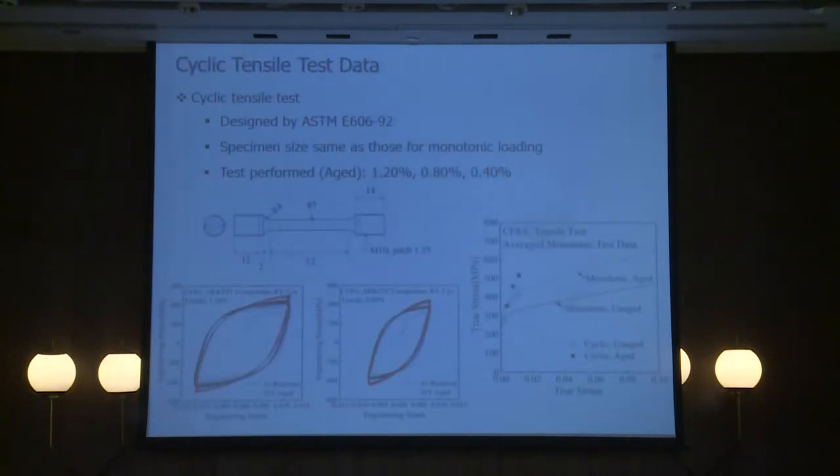This is the cyclic tensile test data. We use the same specimen as the monotonic loading condition. The test is performed under 1.2%, 0.8%, and 0.4% strain amplitude for the aged one. These two graphs show the hysteresis loop comparison of aged and unaged CF8A. This data shows the tensile test data under monotonic and cyclic loading condition of aged and unaged CF8A, and each point here shows the maximum stress point of each hysteresis loop.